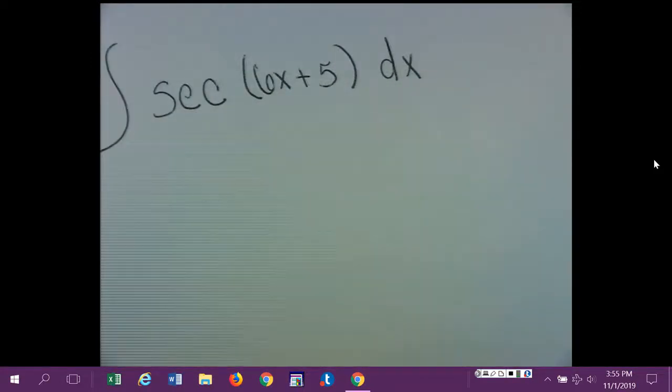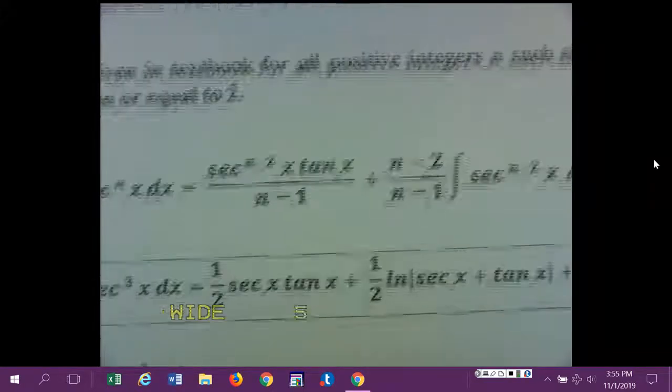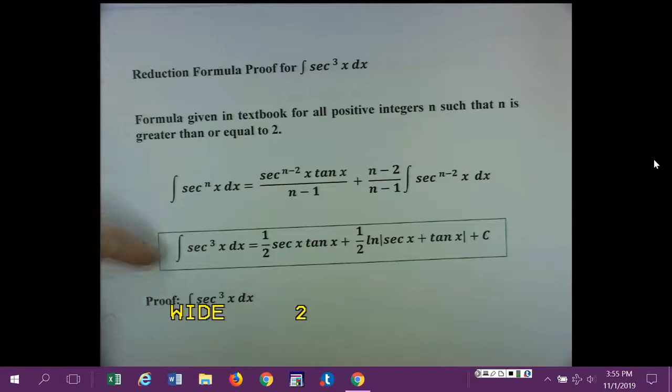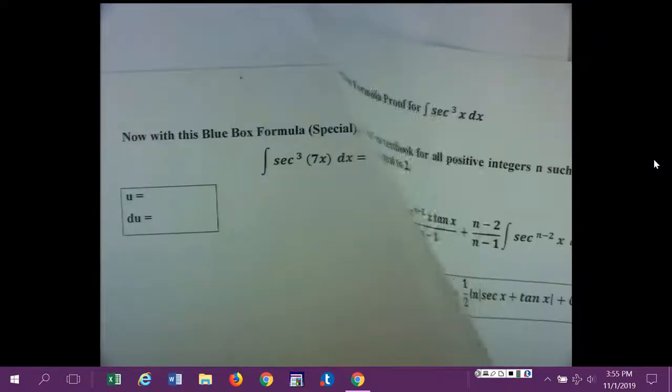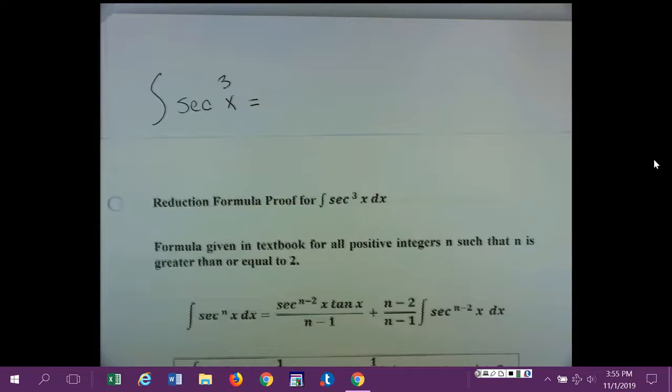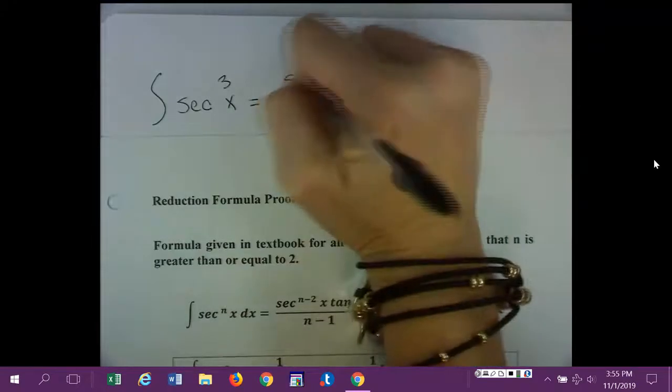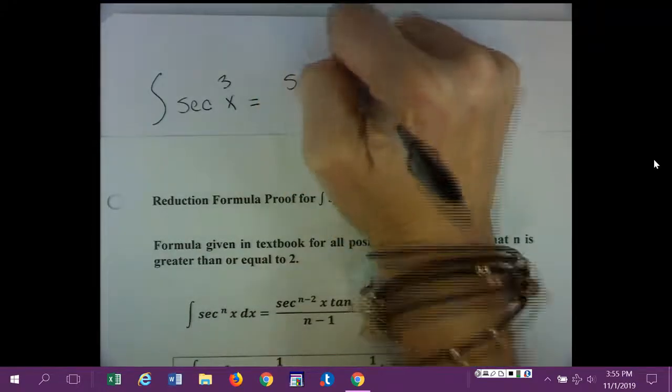But here is the proof basically for secant cubed, and here's the reduction formula, and this is what they get for their blue box special. And again, I'm just going to show you the proof for secant cubed using the reduction formula. So let me write that down. And it does help to see the formula, obviously. That's going to be secant, 3 minus 2 is the exponent.